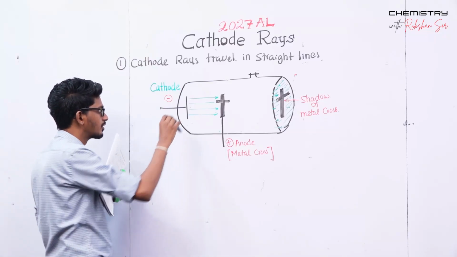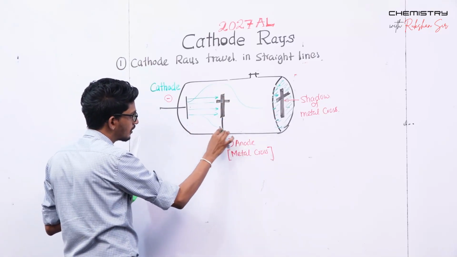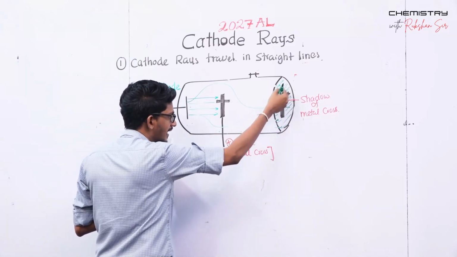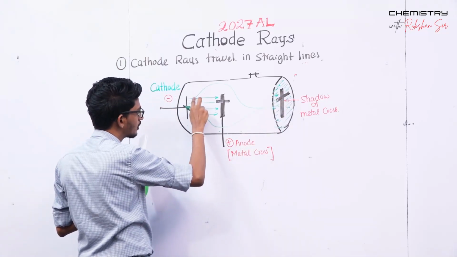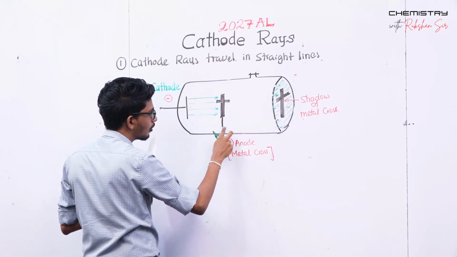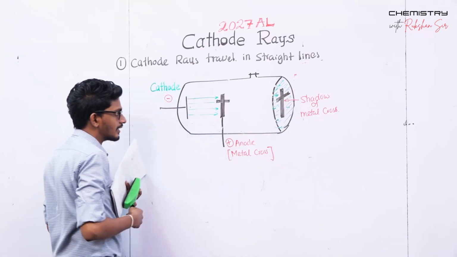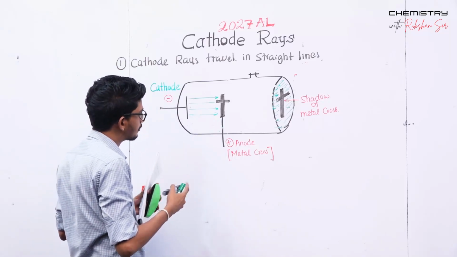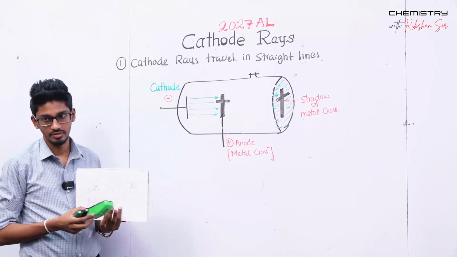If cathode rays were able to go through curved pathways, then those rays would be able to come and hit these places as well. As cathode rays are not able to go in curved pathways, they won't hit these places. That is why the green color is not appearing there. That is why we see the shadow there. So this proves that cathode rays are traveling in straight lines.